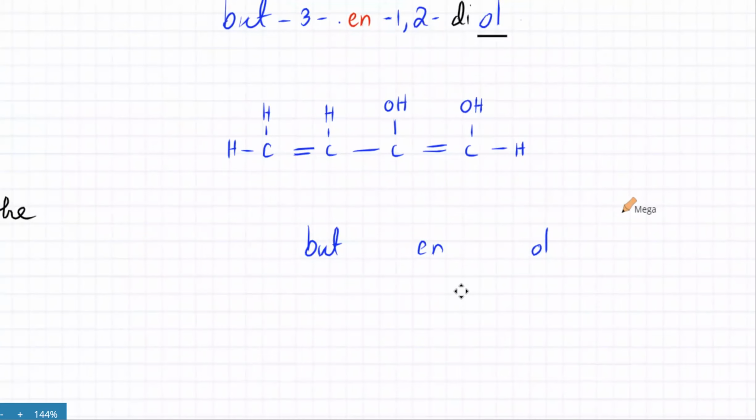So how many OH groups? That's going to be 2 of them, right? So that would make it diol. How many enes? There are 2 of them as well. So that's going to be diene as well. Is that clear?